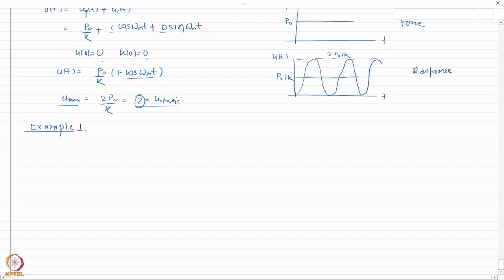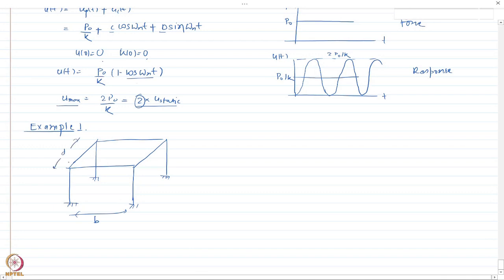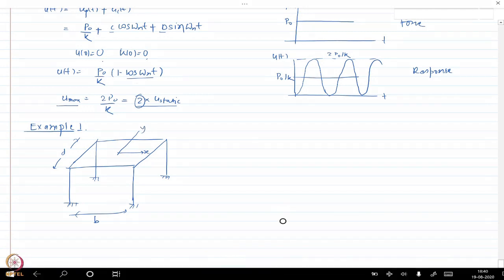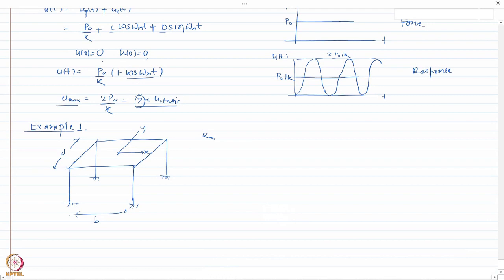So in example one, what I have here is a slab that is supported on 4 columns. The dimension of this slab is b in this direction and d along this direction. It is given that these 4 columns, with respect to the axes x and y, have lateral stiffnesses kx and ky in the 2 perpendicular directions. So each of these columns would have these stiffnesses in 2 directions.